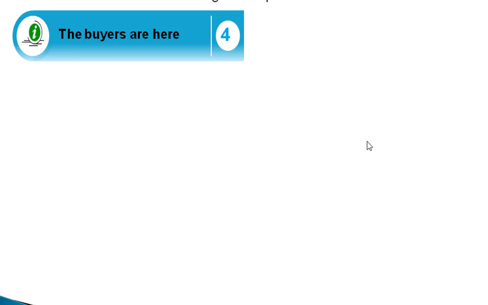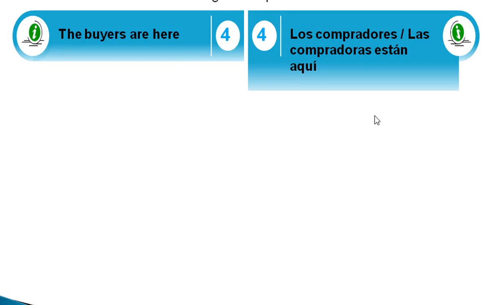Another example. The buyers are here. So here is aquí, and buyers are compradores or compradoras, depending upon the group, what it consists of, mixed group, male characters or female characters. So we'll say los compradores or las compradoras están aquí. Here we are using the estar verb, and we are using the ustedes or ellos form of estar. Los compradores or las compradoras están aquí.